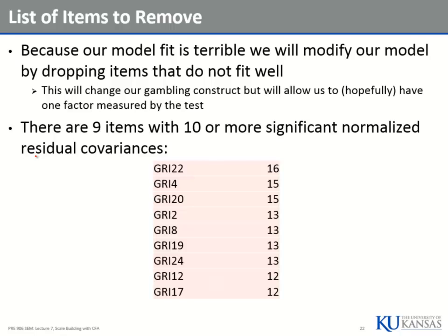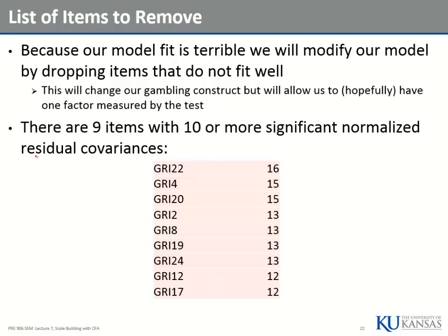Item 22, item 4, all these, all right? There's our list. There are 9 items with 10 or more normalized residual covariances. I just picked this out of a hat. 10 or more, whatever. It just looked like a number to use. And this is what happened in your homework this week. I have this specific thing. I say use all items, now drop these. So if you go and look at the residual covariances from the all items version of it, you'll see the ones you're dropping are the biggest over here too.